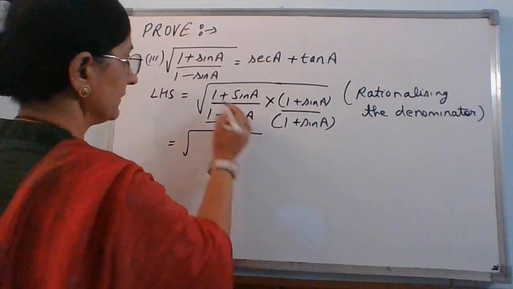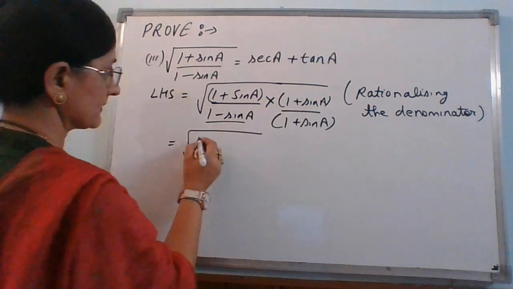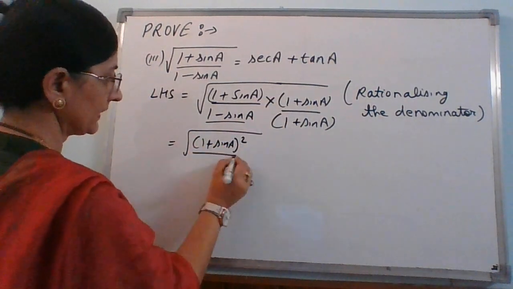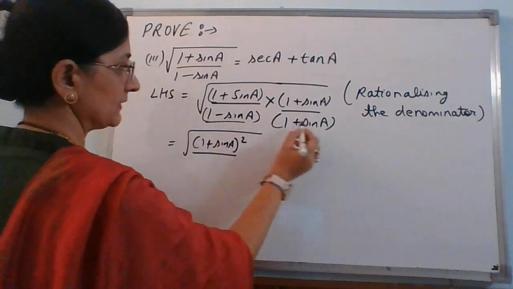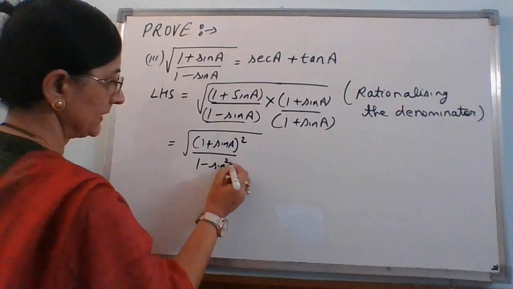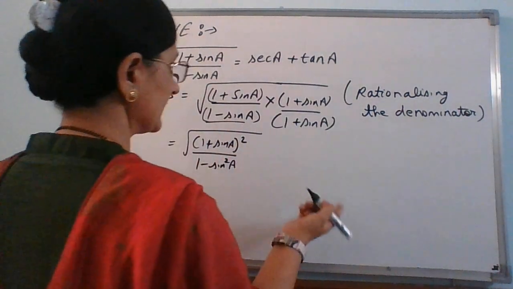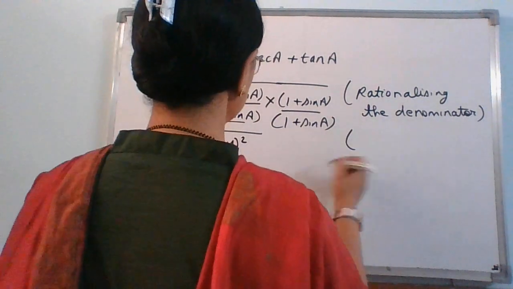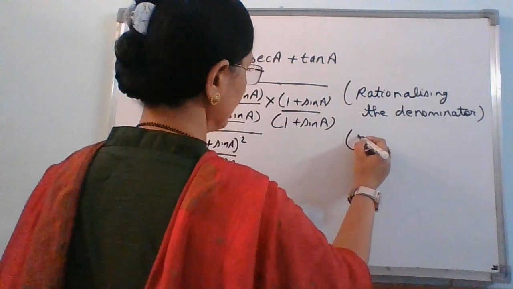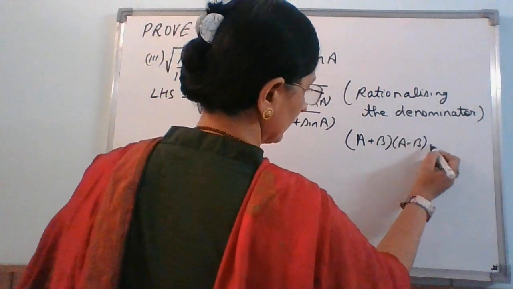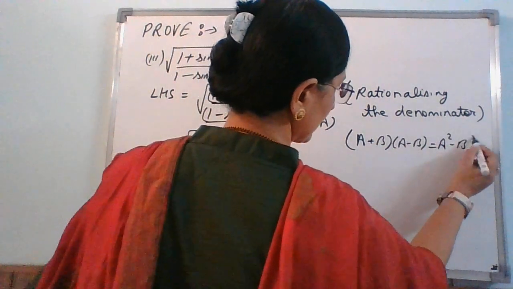So now here we have the same in brackets: 1 plus sine A whole square, and here it's 1 minus sine A into 1 plus sine A, that is 1 square minus sine square A. The formula which we are using, you can write in the bracket. I'll be writing here, first I used (A plus B) into (A minus B) is equal to A square minus B square.